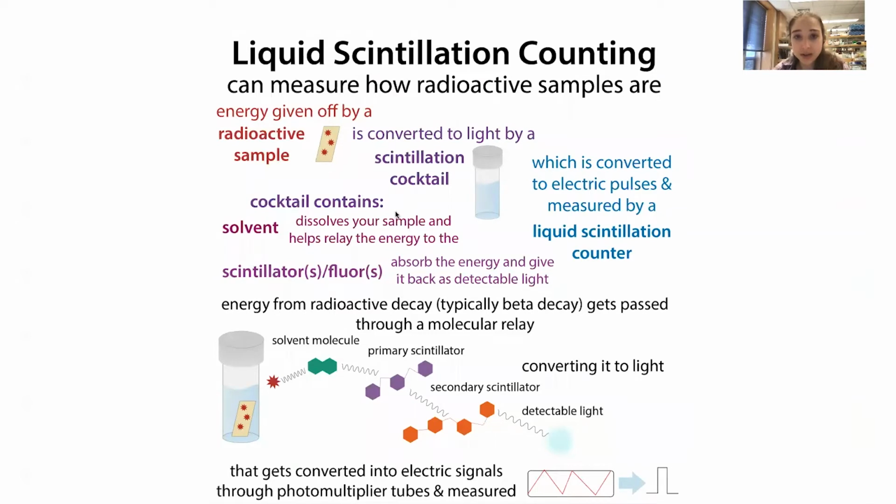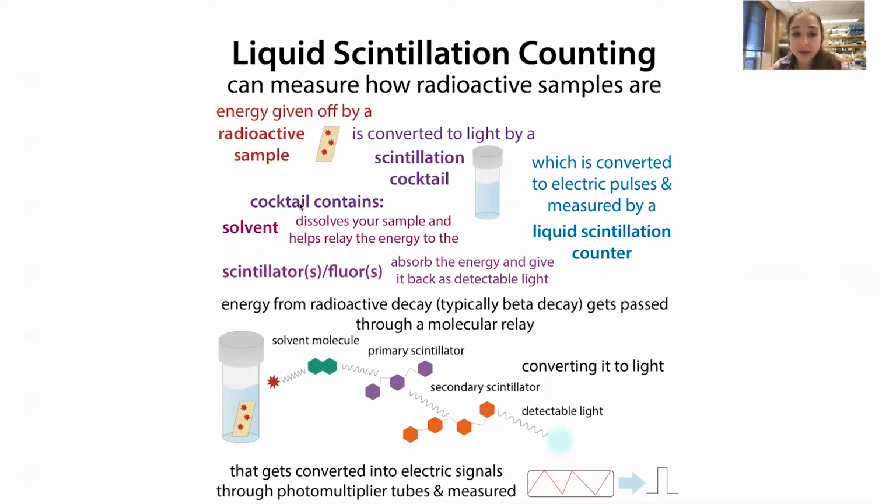This is the idea with liquid scintillation counting: the energy from the radioactive decay particles is going to be converted into detectable light. And then this detectable light is going to be converted into an electrical signal that can be measured. So in our sample, we have something that's radioactive. And in order to convert it into this detectable light, we're going to put it in a scintillation cocktail.